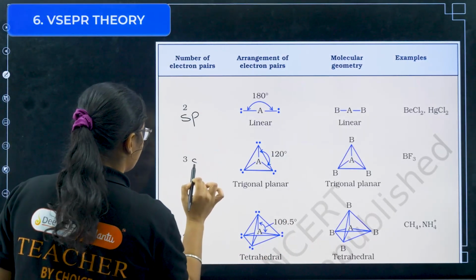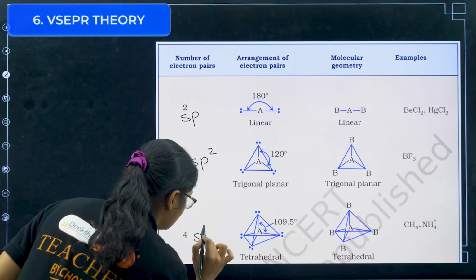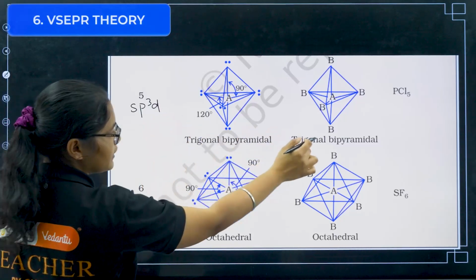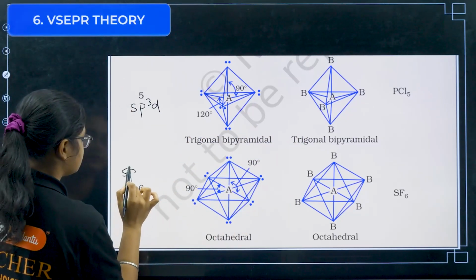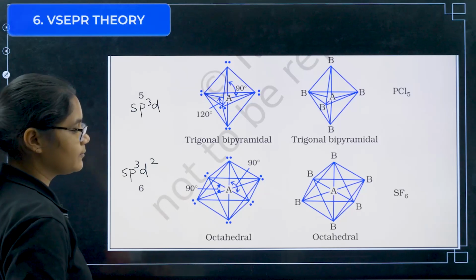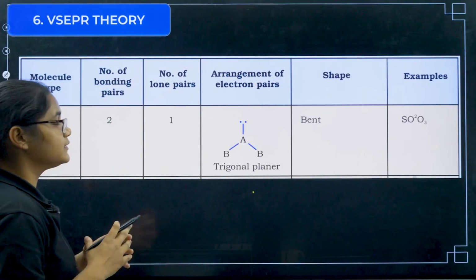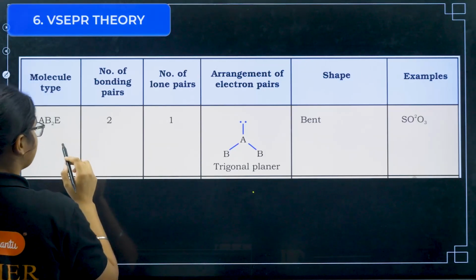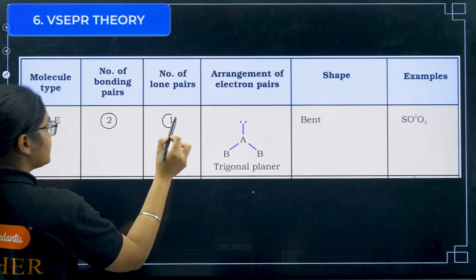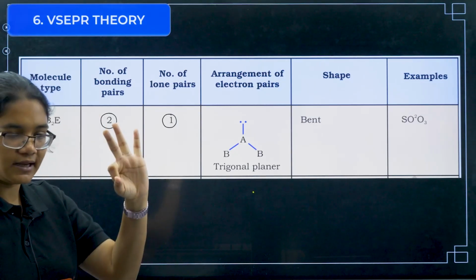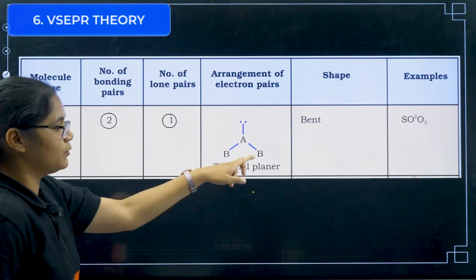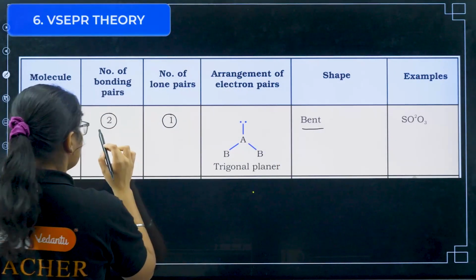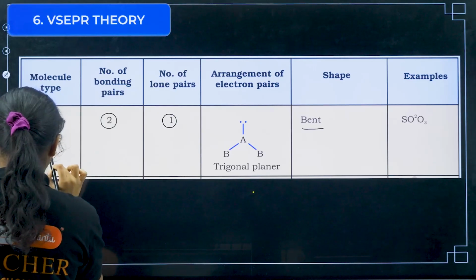This is sp, sp2, sp3. Okay, if 5, then it is sp3d, trigonal bipyramidal. Examples you should remember. sp3d2 is octahedral. Okay, next, if lone pairs are also involved. If the total number of electron pairs is 3, and in that 2 are bond pairs and 1 is a lone pair, in that case the shape of the molecule will be bent. What is the geometry? If you remember, for 3 pairs the geometry is trigonal planar.